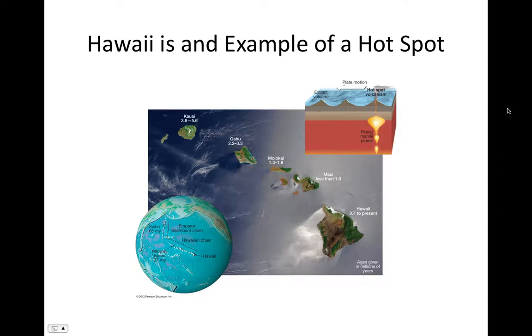Okay. Hawaii is a poster child for this hotspot volcanism. So here are the Hawaiian Islands: the Big Island of Hawaii, Maui, Molokai, Oahu, and Kauai.